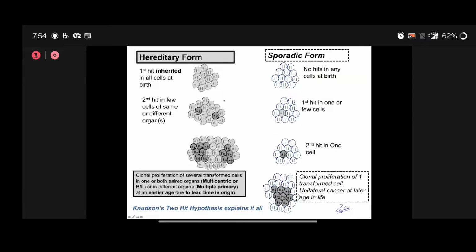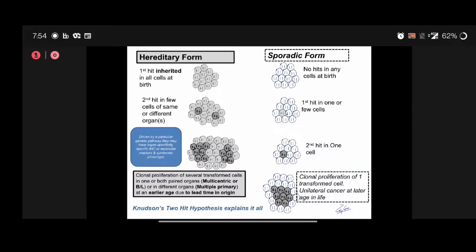So anyone born with the first hit has a very high lifetime risk of developing a second hit and the cancer, because the mutation is present in every cell of the body and mutations are a probabilistic event. Whereas in the sporadic form of retinoblastoma, the same retinal cell has to undergo both the hits and then develop. So this Knudsen's hypothesis explains it all.